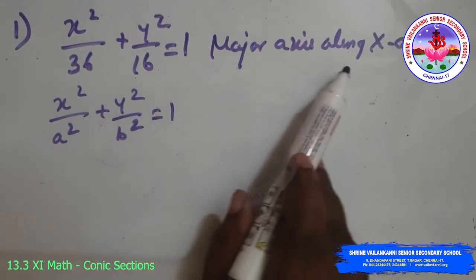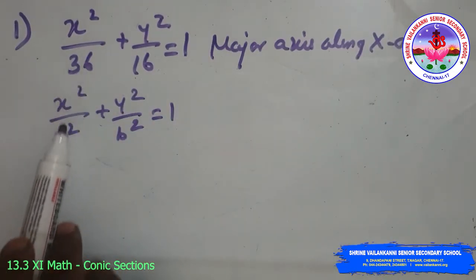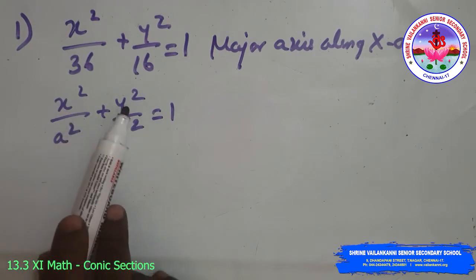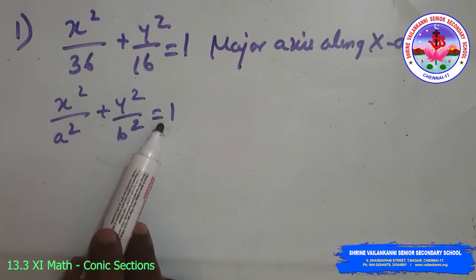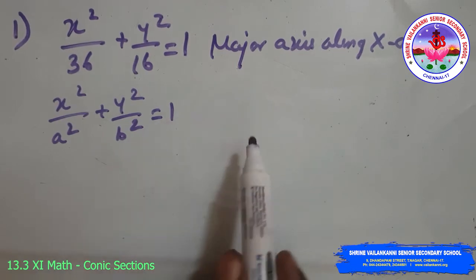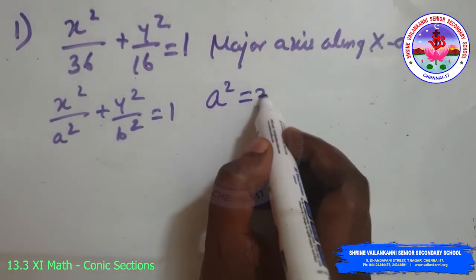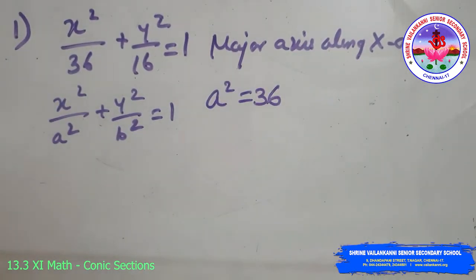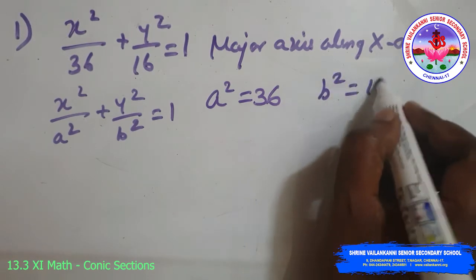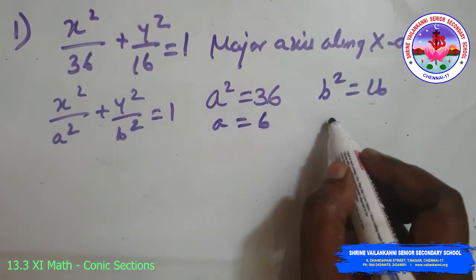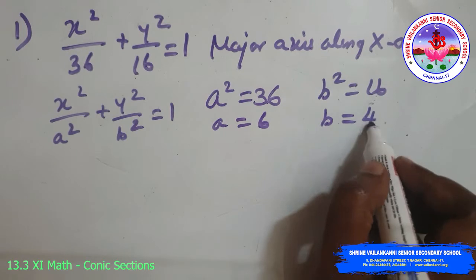Here major axis is along x axis. So the equation is in the form of x squared by a square plus y square by b square is equal to 1. So ellipse is horizontal. Here a square is 36, b square is 16. So a is 6 and b is 4.